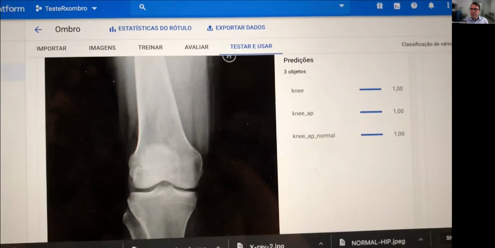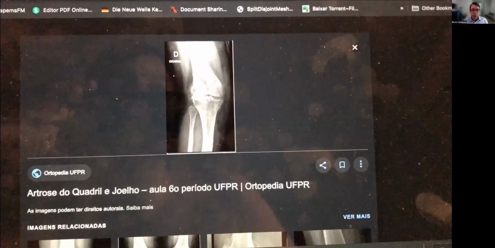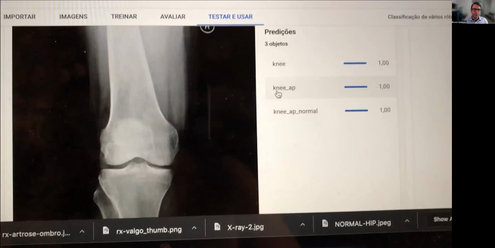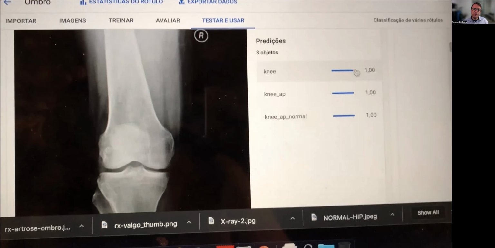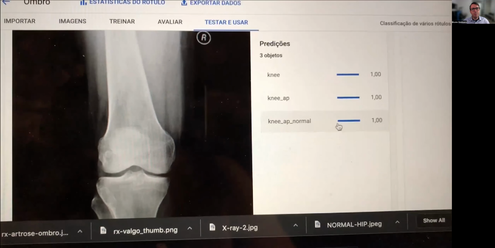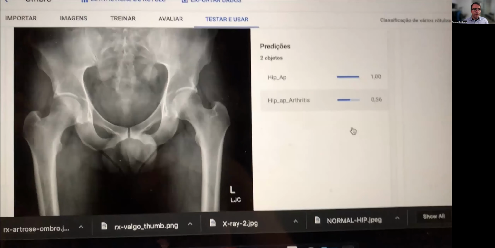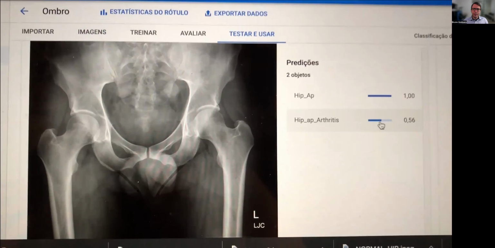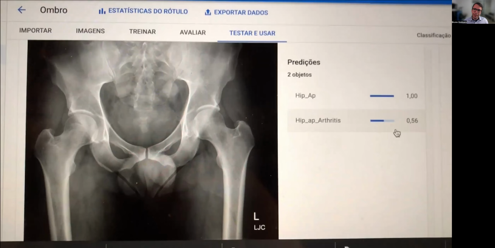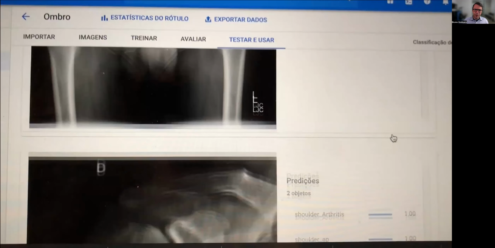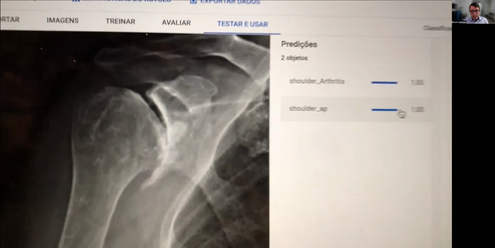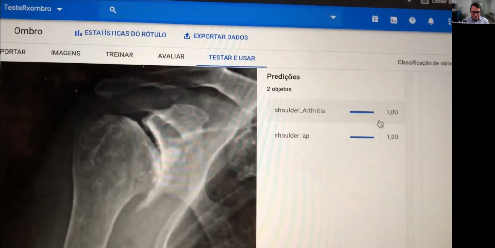In this case, the robot is 100% sure that this is a knee, and it's correct. He's 100% sure this is a normal AP view of a knee. Now a hip: he thinks it might be a hip arthritis. He understands that's a hip, that's okay, and he thinks it might be an arthritis, but he's not sure. In this case, he's sure that's a shoulder and sure it's a shoulder arthritis.